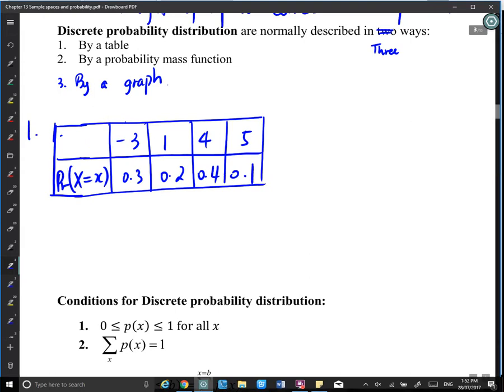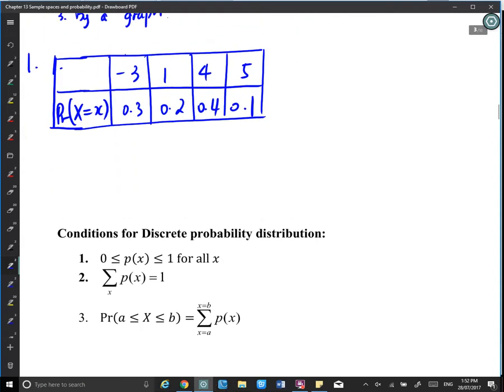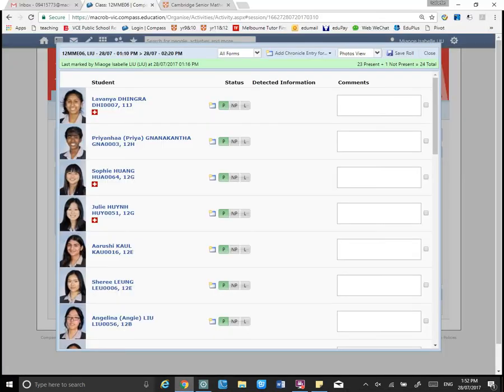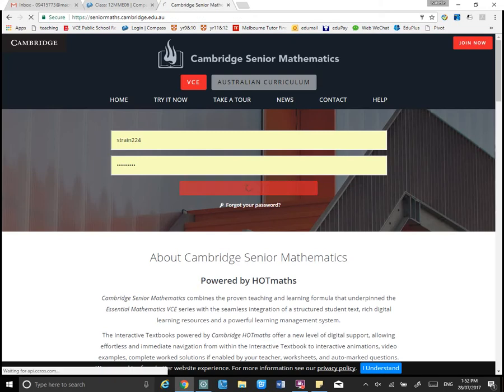Let me have a think. I need to have a look at the book. Well, I think it's a capital X on the top. PR capital X equals lowercase x. Well, it can be a lowercase x, which means the value is -3, 1, 4, 5. Let's just have a look at the book.